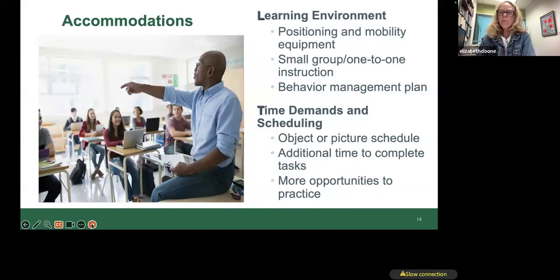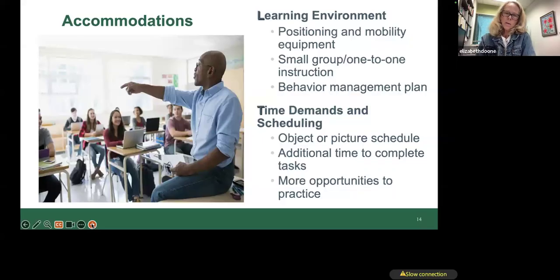For the learning environment, some of our students need some positioning and mobility equipment. A lot of our students benefit from sitting on a ball if they have ADHD, or moving around, or using the bands on a chair. Some students need to be in smaller groups to receive their instruction because of the distractions.